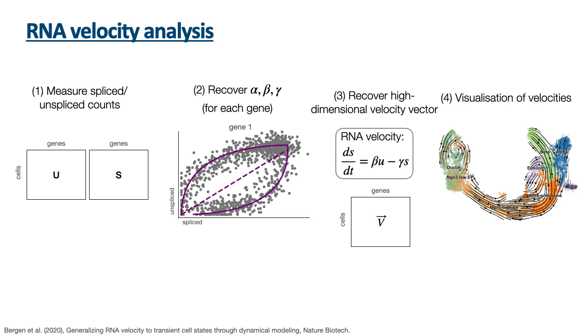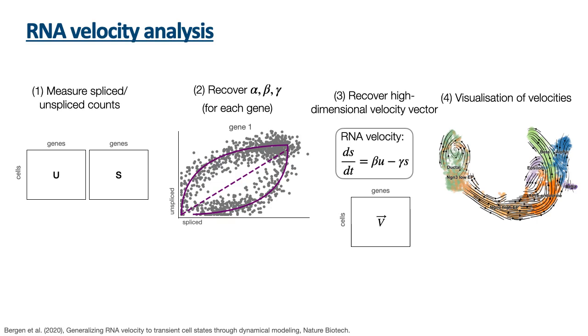Now the typical RNA velocity analysis workflow starts with the measured spliced and unspliced counts. We have a measurement for every cell, for every gene, of the unspliced abundances, and for the same cell and the same gene, we also have the spliced abundances.